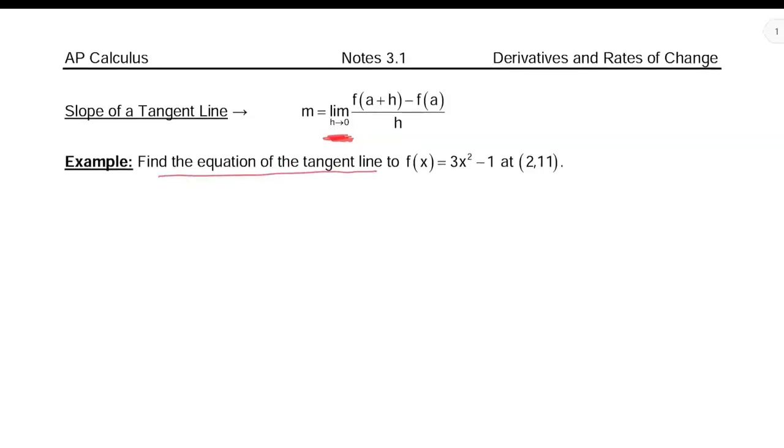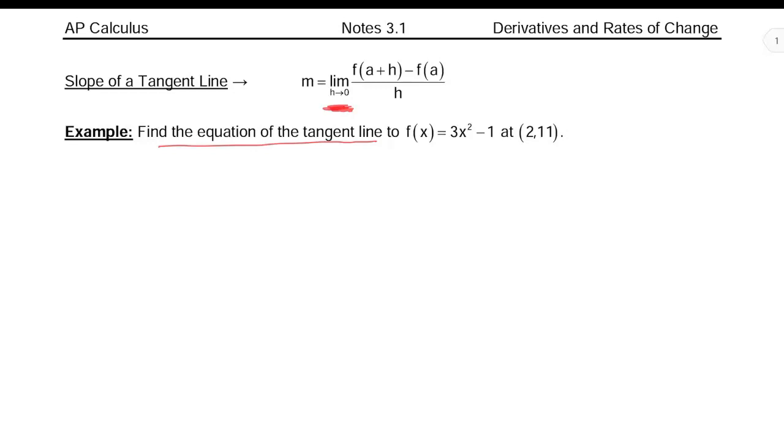So here we are with f of x equals 3x squared minus 1. We're going to use the definition above, and we're going to use a equals 2 because we're at the point (2, 11), and 2 is the location of that point. So set up the limit as h approaches 0. Now, the first thing we need to do is set up f of a plus h. So that means I'm taking the expression a plus h and substituting it into x in 3x squared minus 1.